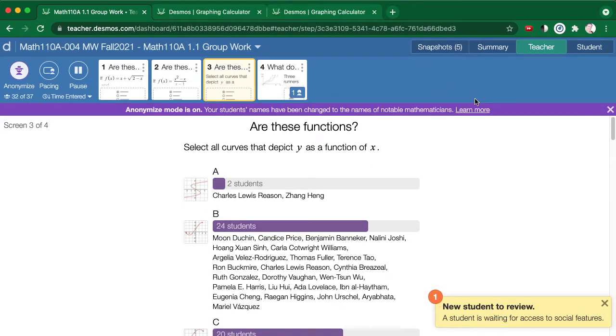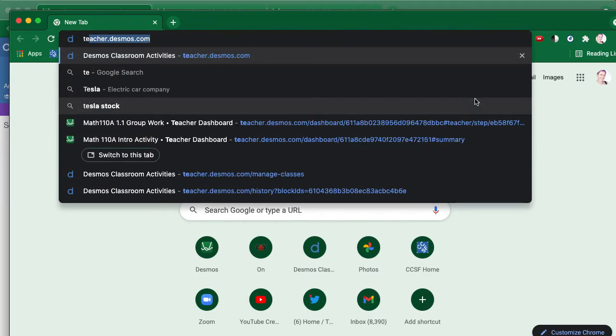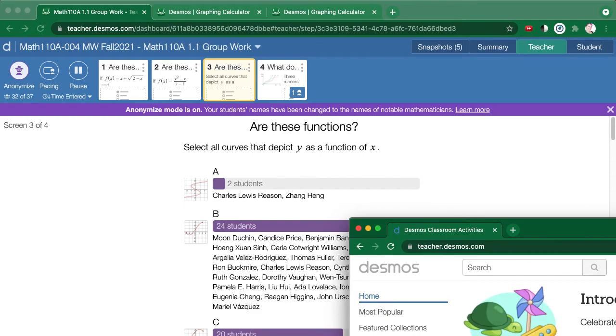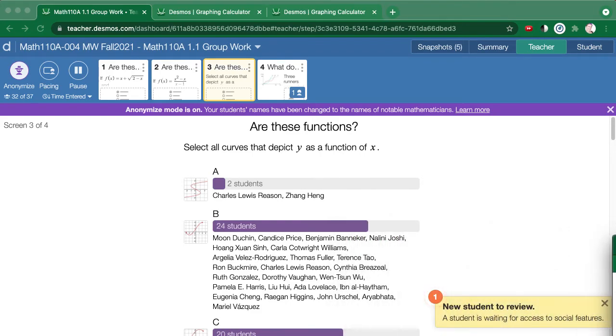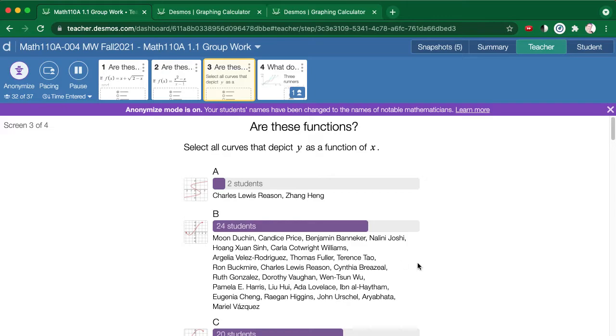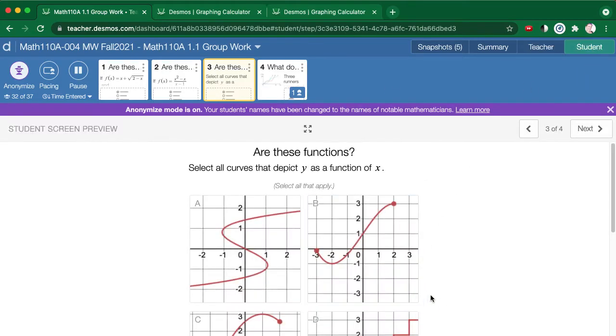So let's look at this one. Let me pause for a moment to get rid of that little message. Okay. Are these functions? Okay.